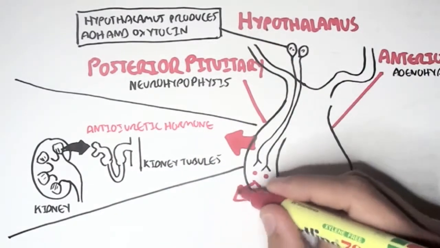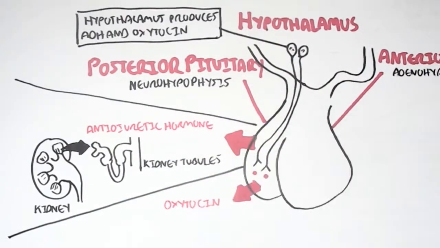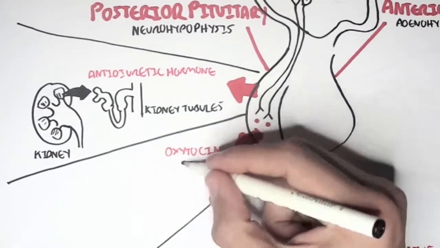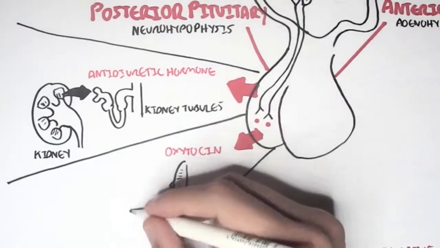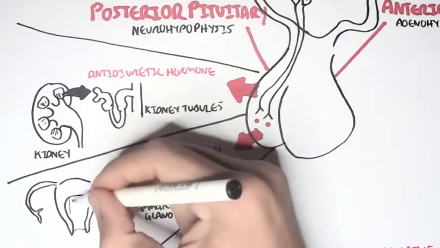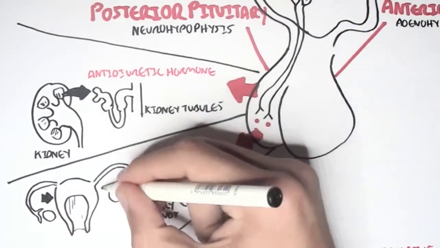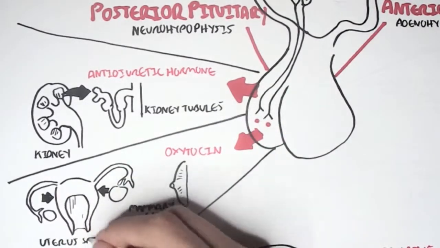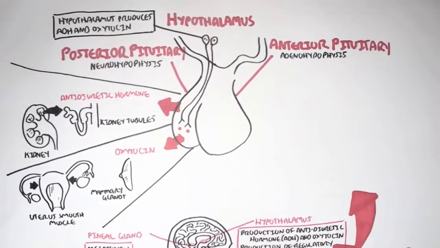The posterior pituitary can also secrete the hormone oxytocin. Oxytocin essentially targets the breast, and it's important for lactation, and also is important for the contraction of the uterus during childbirth. So remember, for the posterior pituitary, the hormones themselves are actually synthesized or made within the hypothalamus. The posterior pituitary only secretes them.